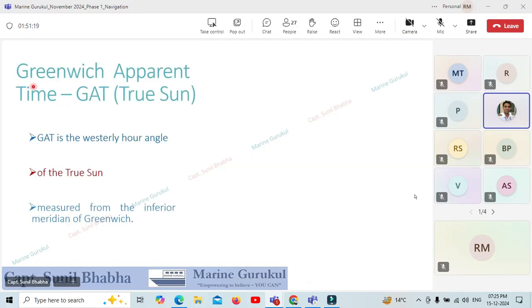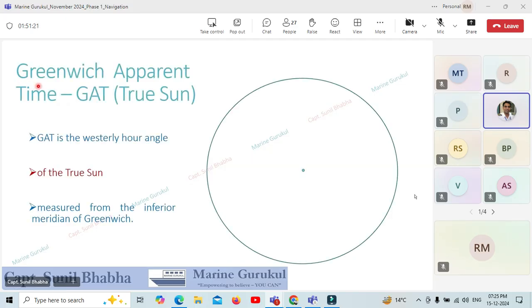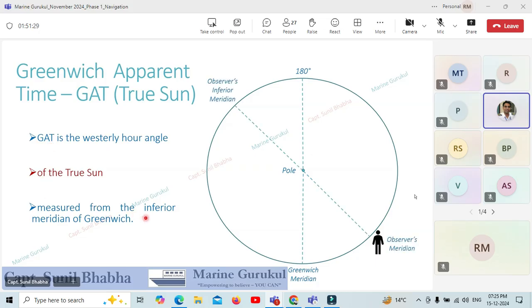Let's now see the Greenwich apparent time, or the GAT. Greenwich apparent time is the westerly hour angle of the true sun measured from the inferior meridian of Greenwich. So we have the same diagram on the screen. We have the Greenwich meridian, its inferior meridian. We have the true sun and the true sun meridian also. We have the westerly direction shown in the diagram.